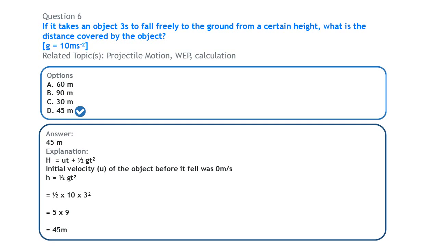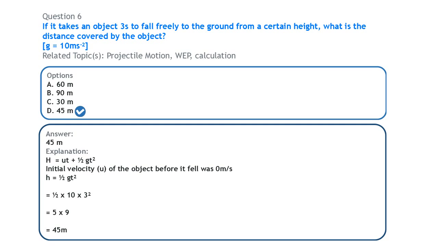If you recall the second equation of motion, it is S, the distance, equal to UT plus half AT squared. Now you can see that what we are using here is a little different, in the sense that instead of S we are using H here. The S in that equation is distance; H here means height. Another difference is, instead of half AT squared, we have half GT squared.